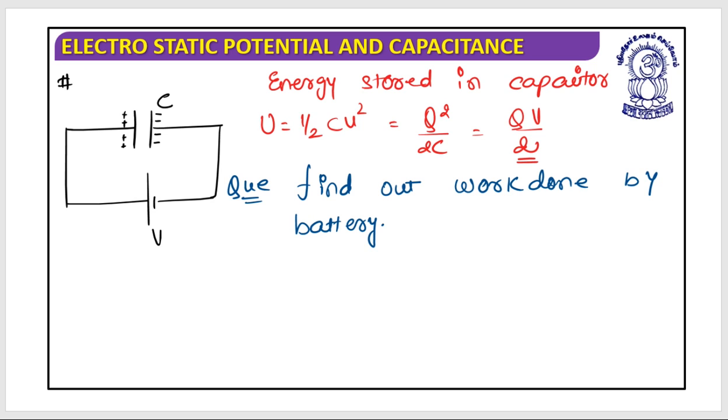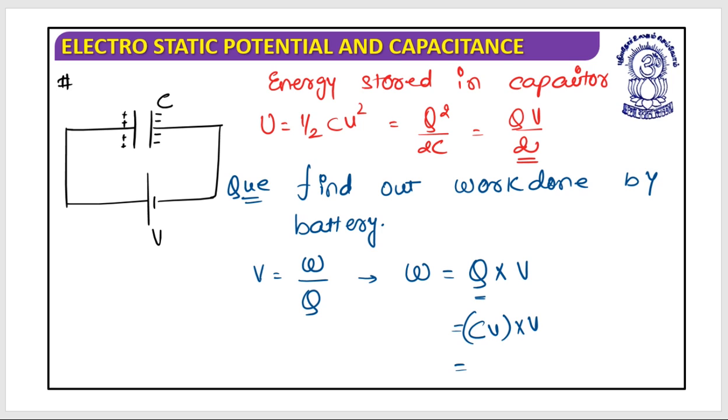What I know is that voltage is equal to work done divided by charge. That we know from the very beginning. So this work done can be written as Q multiplied by V. If I replace this Q with CV, it's CV multiplied by V, so this is equal to CV square. Or work done is equal to Q into V, where V could be written as Q by C. It's Q square by C.